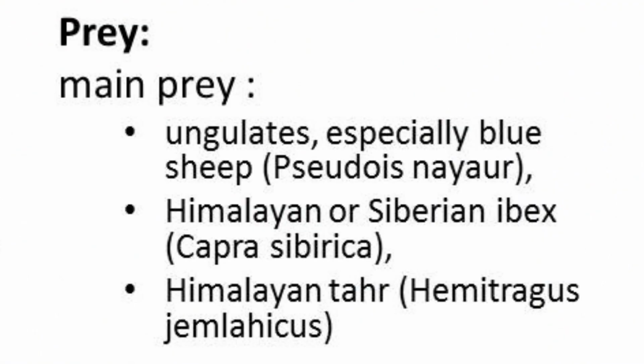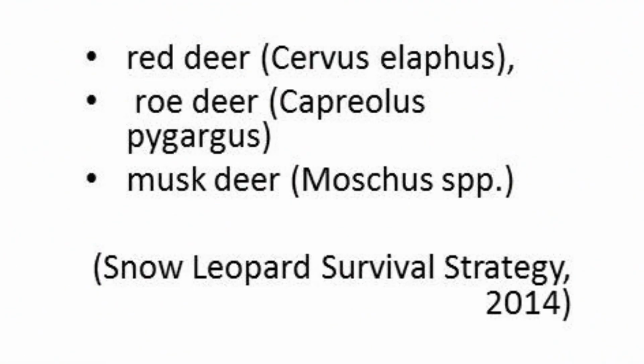The main prey of snow leopard consists of medium-sized mountain ungulates, especially blue sheep, Himalayan or Siberian ibex, markhor, Himalayan tahr. They also prey on argali, wild yak, red deer, roe deer and musk deer. The supplementary prey for snow leopard includes marmots, small rodents and game birds.